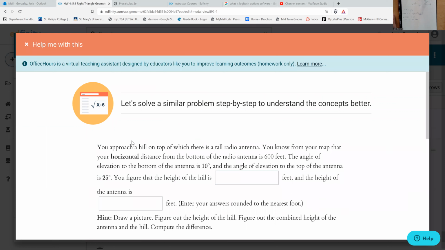When I first read this, I couldn't picture it at all. I had to check the answer. You approach a hill on top of which there is a tall radio antenna. So there's a hill, and then there's an antenna on top of the hill. You know from your map that your horizontal distance from the bottom of the radio antenna is 600 feet. So I'm like, okay, well. The angle of elevation to the bottom is 10 degrees, and then to the top is 25.